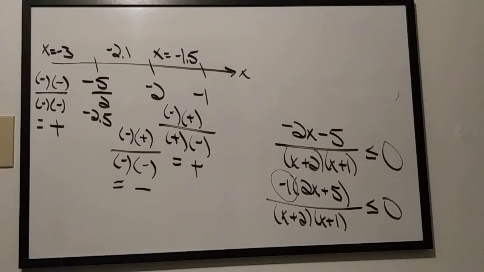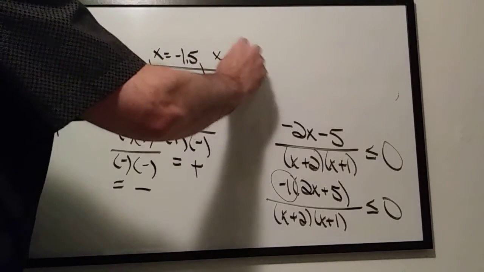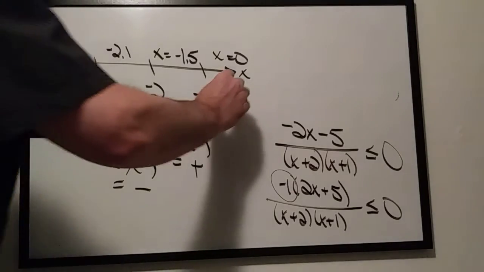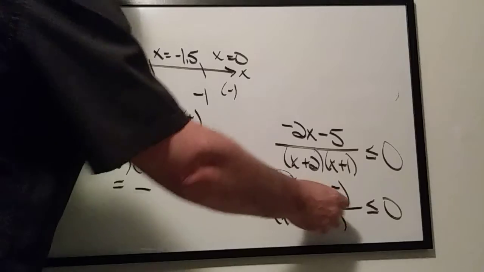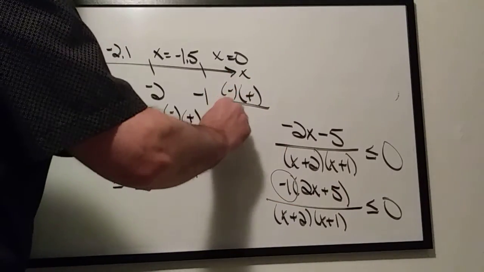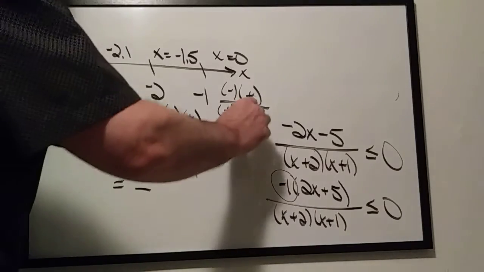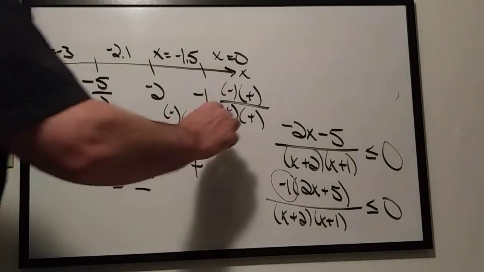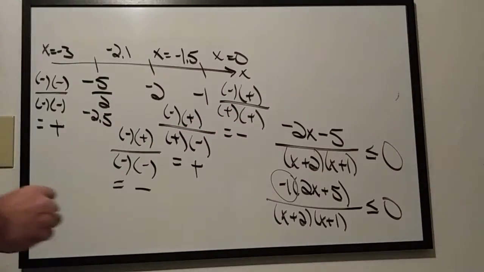And then finally, we need something to the right of negative 1. Now, luckily, x equals 0 lives there. So that's pretty easy to play with. So, okay, negative again. And then 2 times 0 plus 5, that's going to be positive. 0 plus 2 is going to be positive. 0 plus 1 is going to be positive. So we have 1 negative there. That means we're going to have a negative result there.